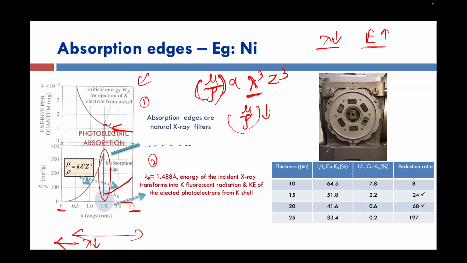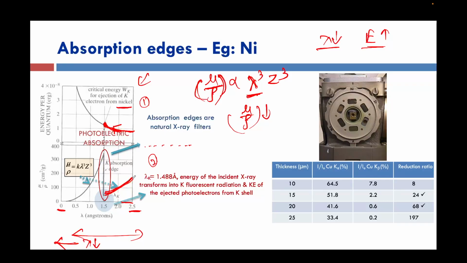But at a critical voltage, this is my critical voltage. Critical energy, what does it mean? The energy that I am supplying to the cathode electrons is sufficient to knock out a K-shell electron from, let's say, nickel. The material that I have taken now is nickel. So when this happens, you can see that with the decrease in lambda, my energy is increasing and my mass absorption coefficient is also decreasing, because I am decreasing my lambda.